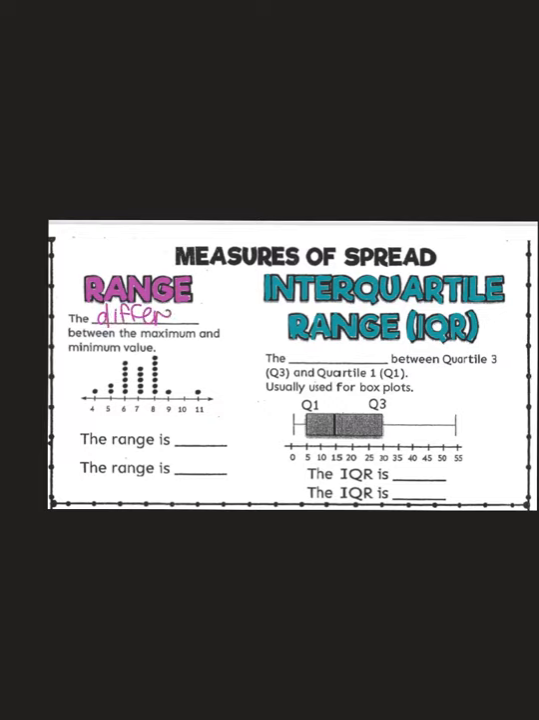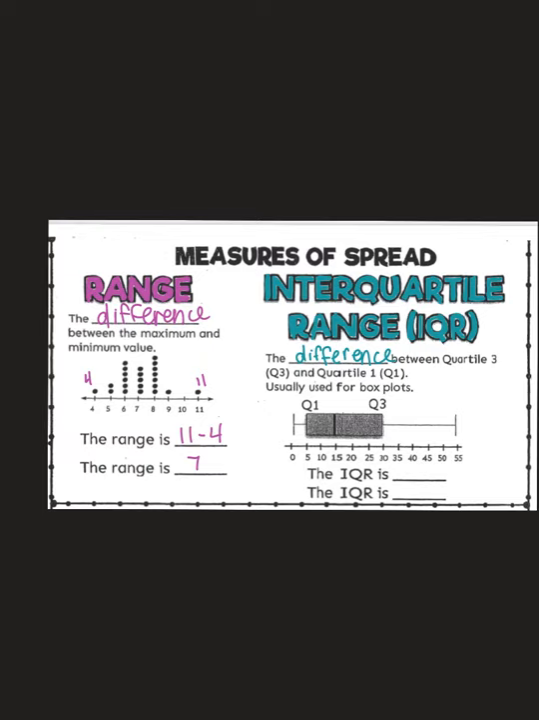So if we were going to look at this data on this dot plot, what is my minimum value? My minimum value is 4 and my maximum value is 11. So the range is 11 minus 4, which is what? 7. Then we have the interquartile range.